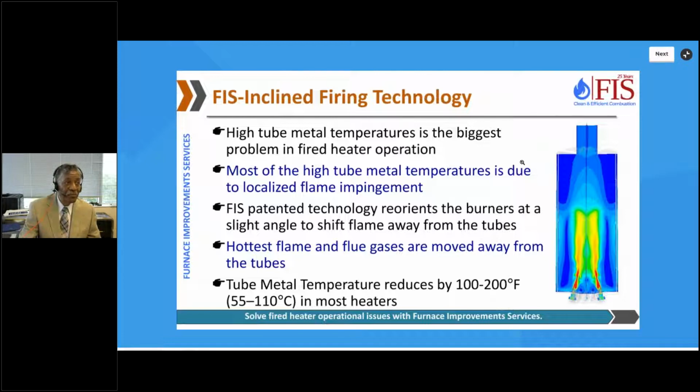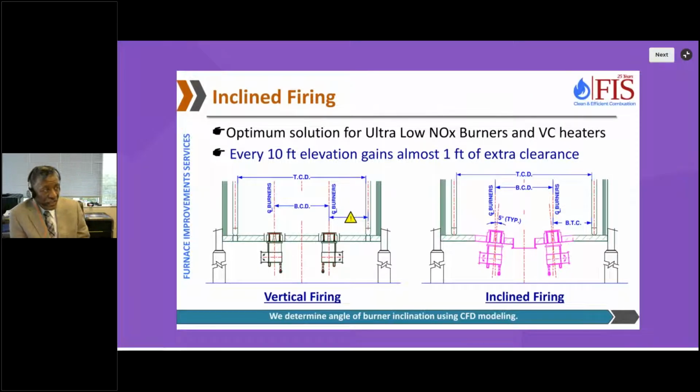So if you have any issues on high tube metal temperatures, we can always evaluate your heater and recommend inclined firing technology. Very, very simple technology and very, very good. I think it should be used in all vertical cylindrical fired heaters, definitely, if not all. And as you can see, all we are doing is putting these burners at an angle. We can use existing burners, we can use new burners, and we can incline the floor, or we can use the same floor. But that's all we are doing.